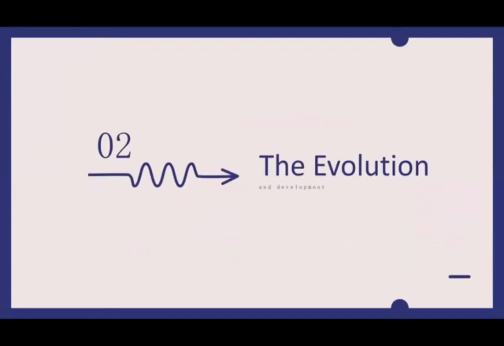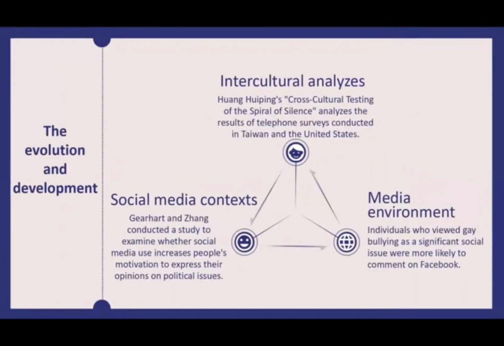That's the second part, about the evolution. There are 3 contents about the evolution and development. The first one is intercultural analysis. Huang Puping's cross-cultural testing of the spiral of silence analyzed the results of a telephone survey conducted in Taiwan and the United States.